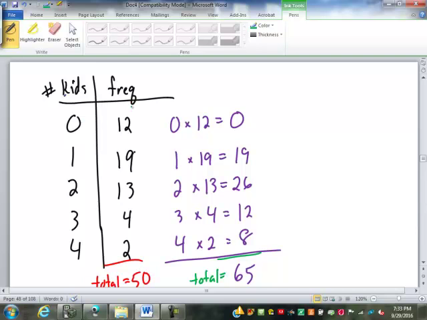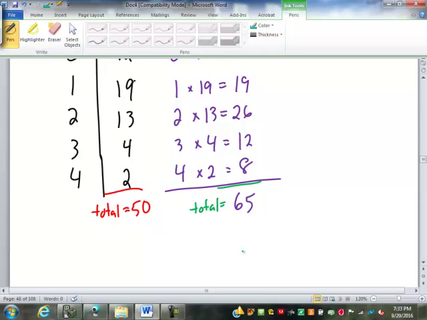So I multiply each number times its frequency, and all of that is adding them up. I have 12 zeros, 19 ones, 13 twos, 4 threes, and 2 fours. How do you think I'm going to find the mean from there? Well, this is the sum of all my numbers added up, and I divide by n, which is 50. My mean is 1.3.